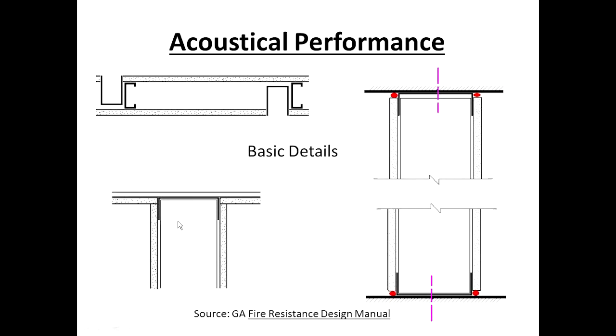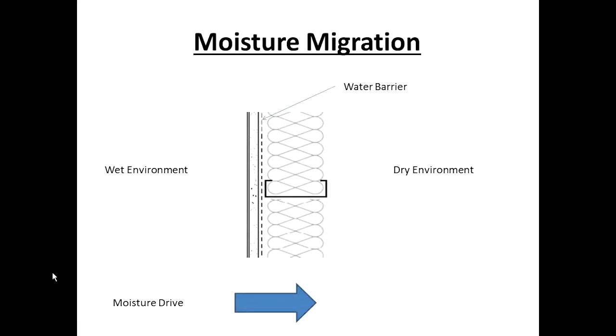Down here, you're seeing a sound rated wall hitting a gypsum ceiling, and it's important that we break that ceiling. Otherwise, that ceiling will act as the string between two tin cans and conduct sound over the top of the wall like that wall was not even there.